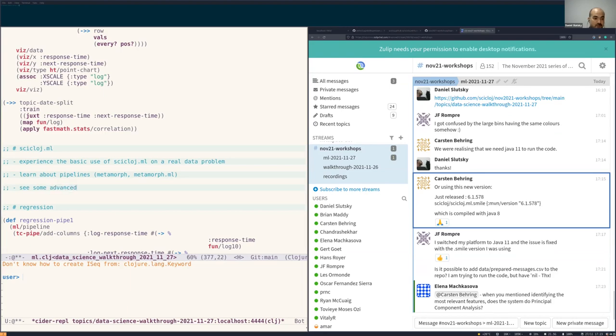Another thing is to see some advanced uses of Scicloj.ml, like tuning over whole pipelines. So I guess today we will mostly just experience the basic use on a real data set, but we are really hoping to have a series of sessions.